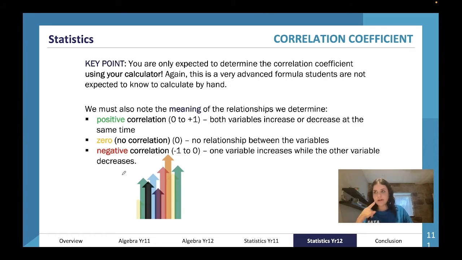So as this person's height increases, this person's weight stays stagnant. There is no correlation. If there's a negative correlation, one variable increases while the other variable decreases. My weight goes up as my amount of food intake goes down. There's a negative correlation there.